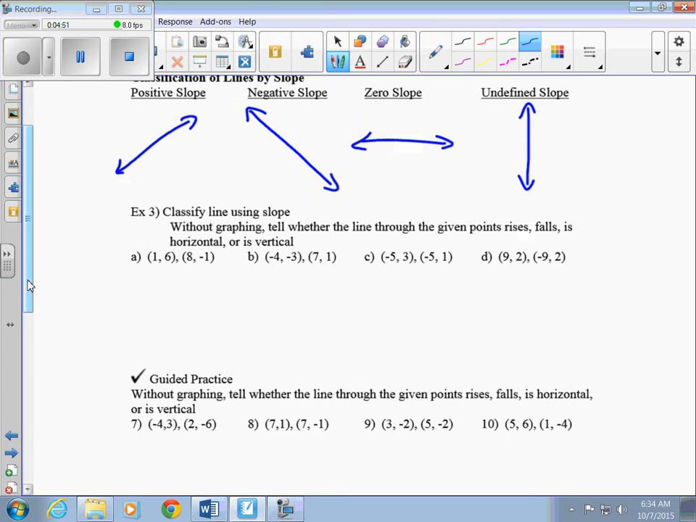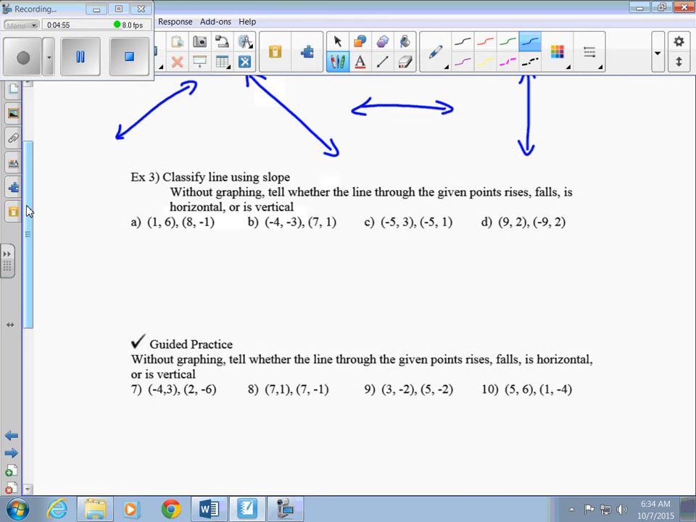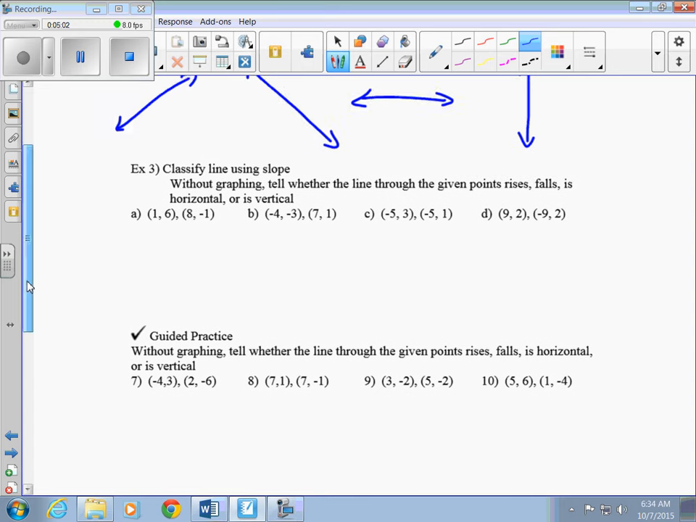So in example 3, it says classify lines using slope. Without graphing, tell whether the line through the given points rises, falls, is horizontal, or is vertical. So what we're going to do again is we're going to find the slope.